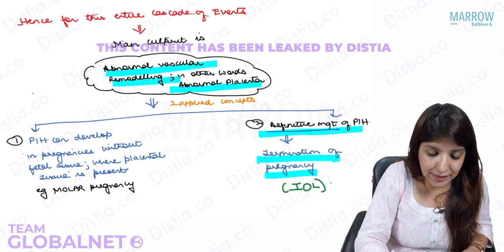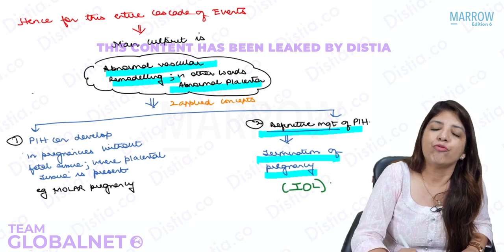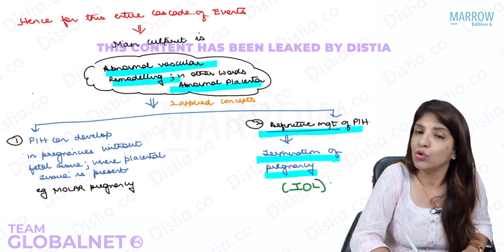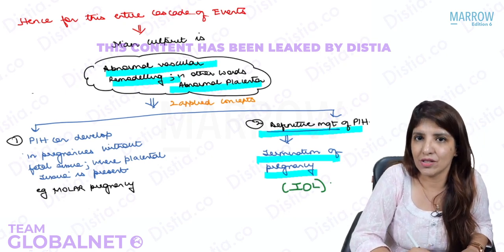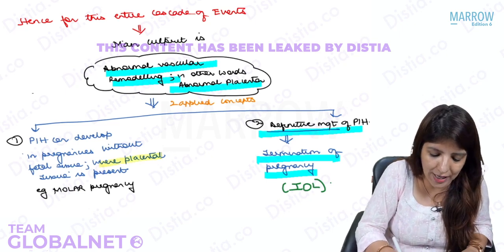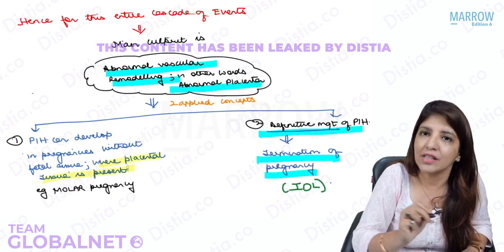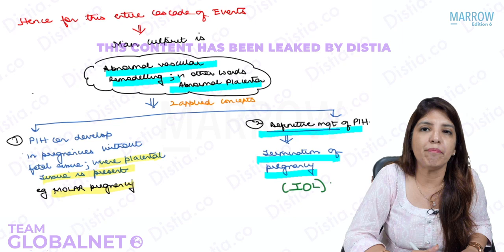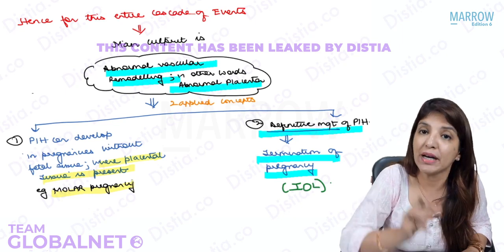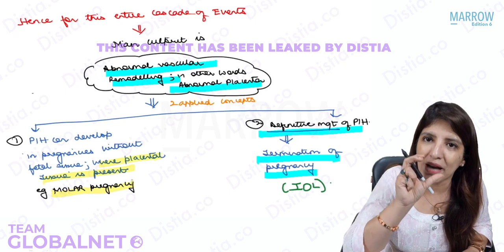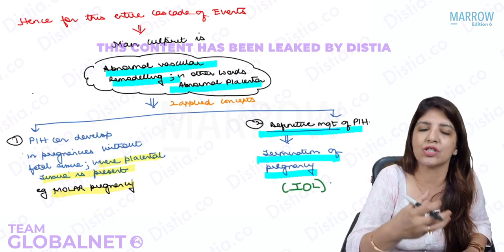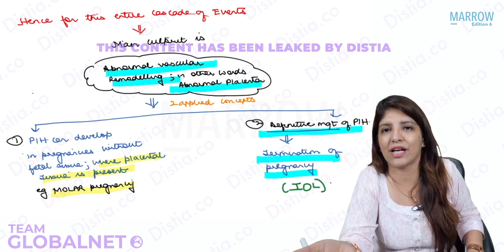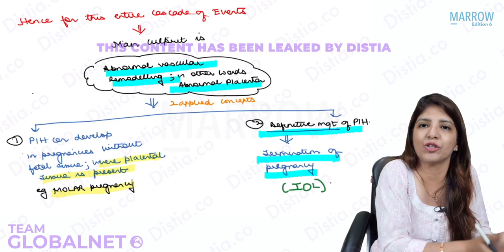Right? Now, the other thing which we understand is that for PIH to develop, is fetal tissue necessary? No. Fetal tissue is not necessary. What is necessary? I need only placental tissue. This means that in molar pregnancy, for example, a complete mole, there is no fetal tissue, but there is placental tissue. And it is this placental tissue, that is the trophoblast, the cytotrophoblast, the extravillous cytotrophoblast, or the endovascular cytotrophoblast, basically, which is responsible for this PIH.